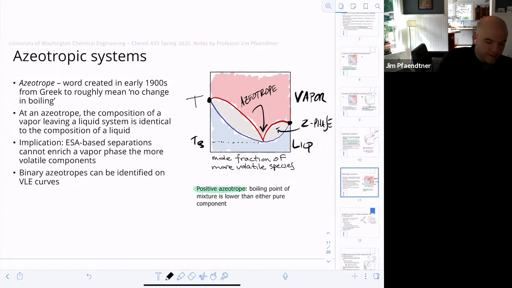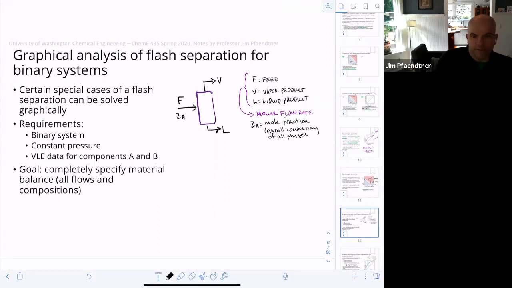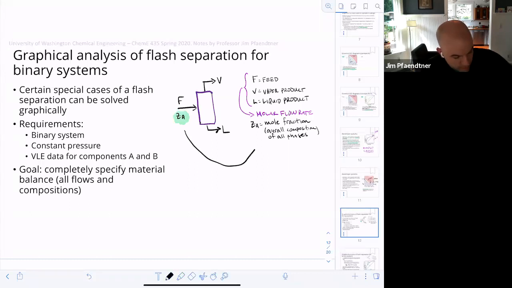Okay, so let's turn our attention now to the design of a flash separator. And I want to walk you through the block flow diagram here on the right and make sure all the key variables are known. We're going to use this common set of variables because they're in the book, and all your problems will use them. So a flash separator has a feed stream F, a vapor outstream V, and a liquid outstream L. One of the defining features of the problems that we'll work on here and in distillation is that, for the purpose of solving some mass balances, we'll define this variable Z, and ZA is the mole fraction of A in all phases.